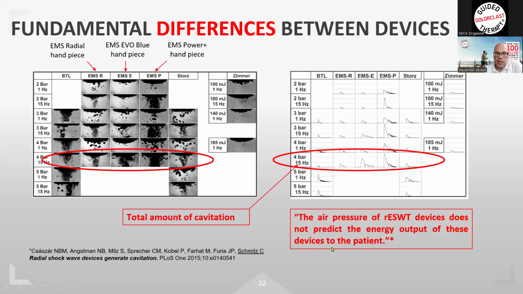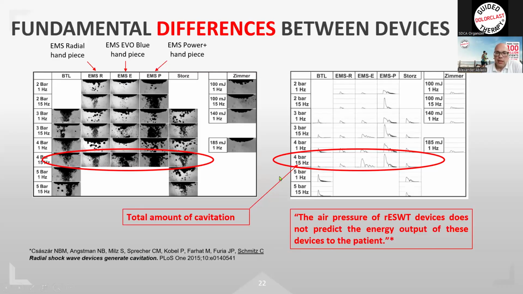They counted these cavitation bubbles because in the left picture we can't see how many bubbles are actually lying over each other. So we need to count them. And if you now compare the higher amount of cavitation bubbles produced by the EMS device in comparison to the Storz and the BTL device, you can see that almost nothing is happening in the tissue.